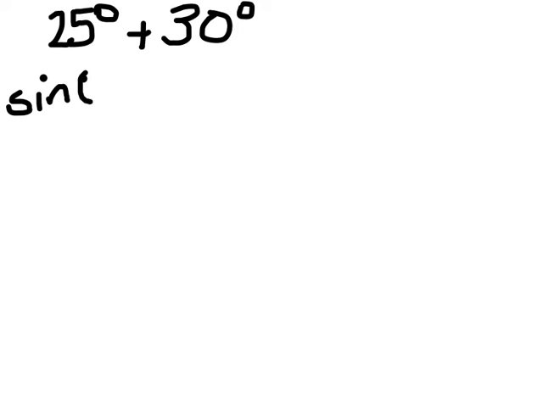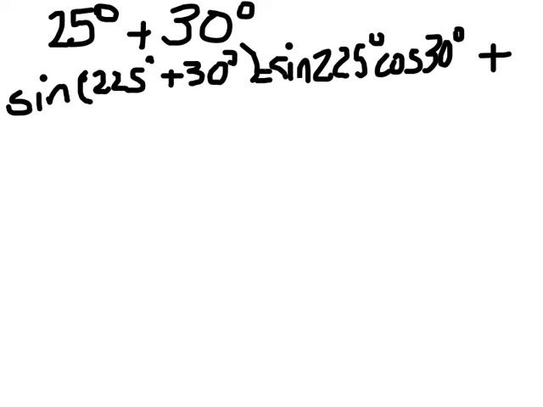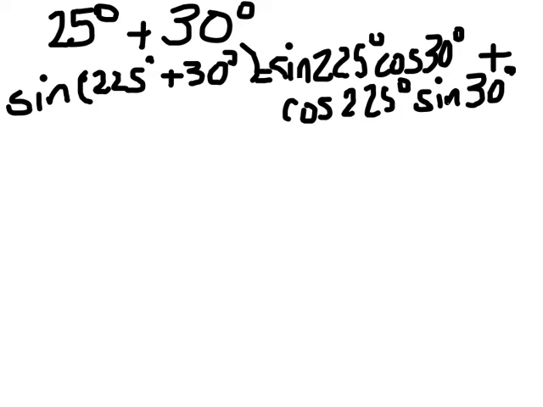Okay, so sine of 225 degrees plus 30 degrees. If you remember, we take the sine of the first angle, which they call u, and then we take the cosine of the second angle, which is 30 degrees, and then we add in the cosine of 225 degrees and the sine of 30 degrees. We basically switch the trig ratio we're finding of the angles and add them together.